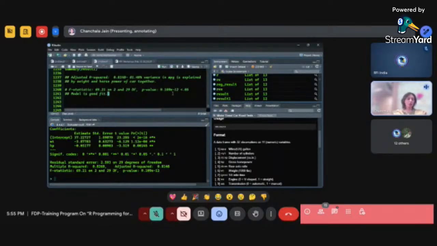This p value is very small. It is less than 0.05, right? So the meaning is that we can say the model is a good fit. You need to look at the p value of your F or ANOVA, which indicates whether your model is a good model or not. So we can say our model is a good fit. I think it is clear now, sir. Yes, ma'am. Clear. Thank you.